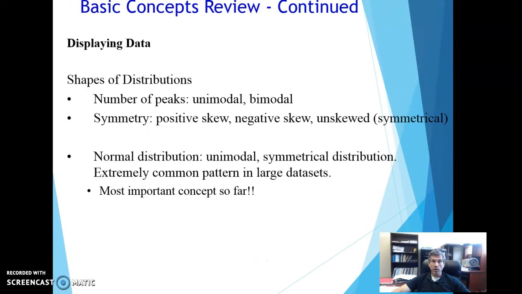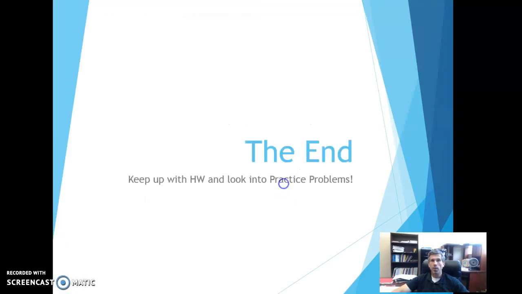So to review, be familiar with the descriptions of the number of peaks that distributions have, and the idea of symmetry. If you are symmetrical, you are unskewed. If you're asymmetrical, you're either going to have a positive or a negative skew, and which one is determined by where the scores are uncommon. The normal distribution is unimodal and symmetrical. It's an extremely common pattern in large data sets like those populations that we care so much about. It's a crucial concept. Make sure you pay close attention to that, both for this set of material and for where we're heading in the course.